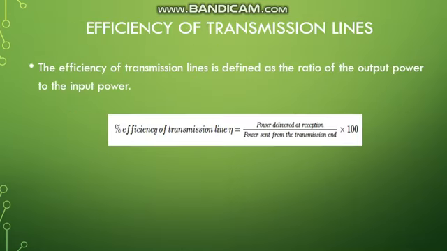The efficiency of transmission lines. The efficiency of a transmission line is defined as the ratio of the output power to the input power. As you can see, it is the power delivered at the reception end divided by the power sent from the transmission end, times 100%. That is the efficiency of the transmission line.